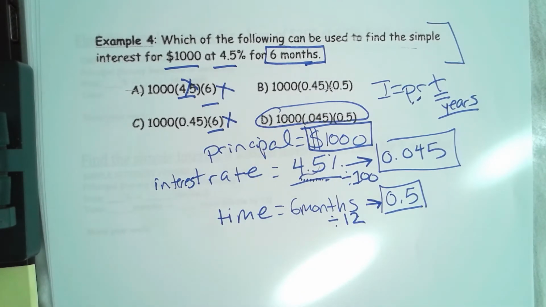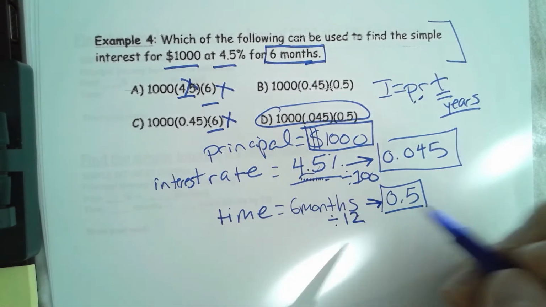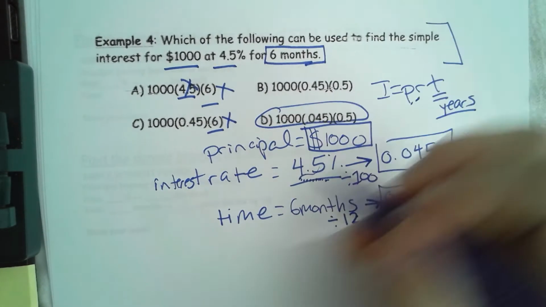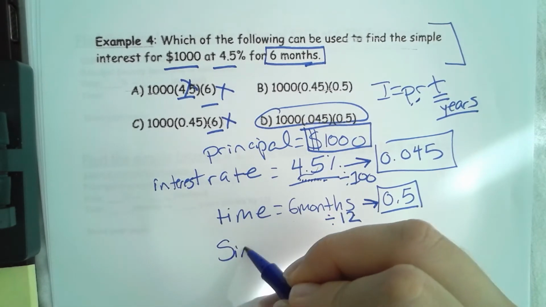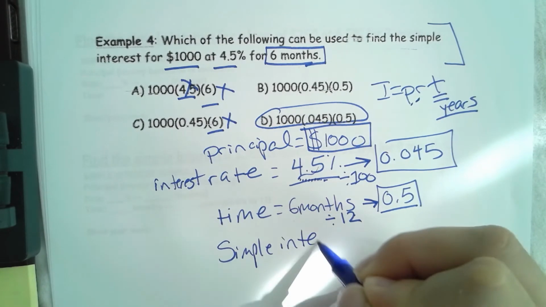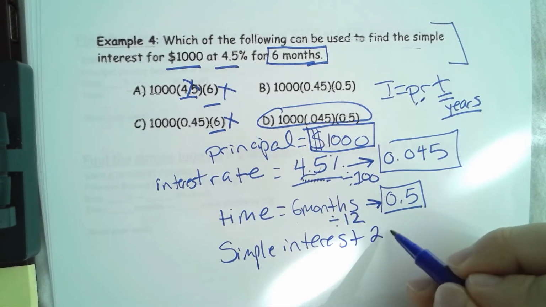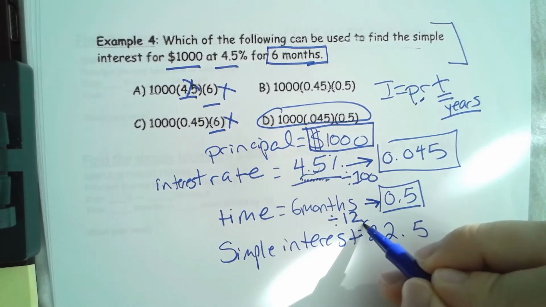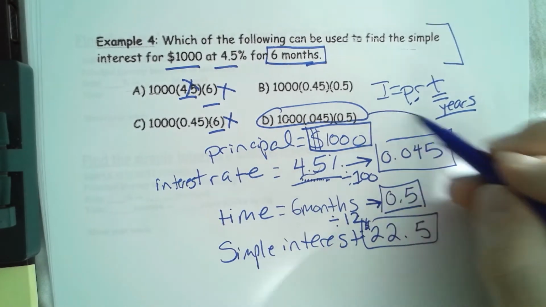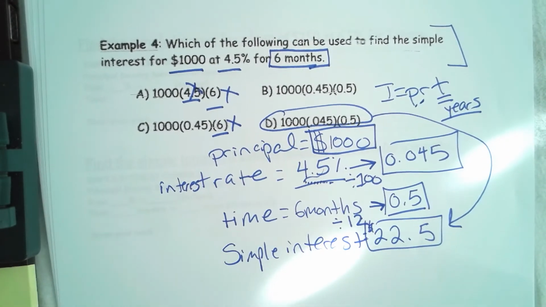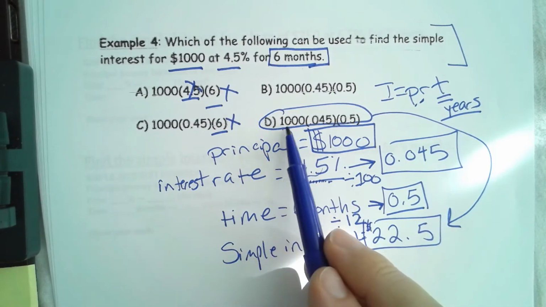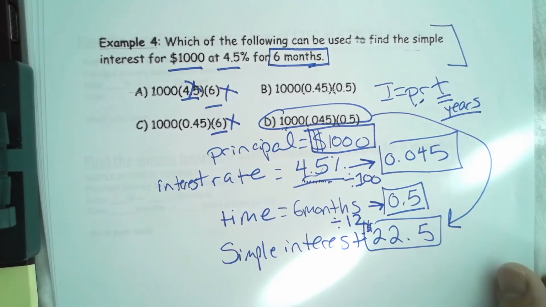Okay? And if I multiply 1,000 times 0.045 times 0.5, my simple interest is going to be $22.50. That's what I get after I multiply all of those. But D is the correct way to set up the formula.